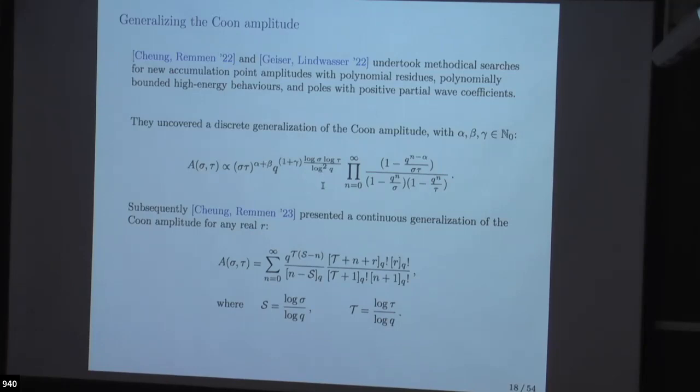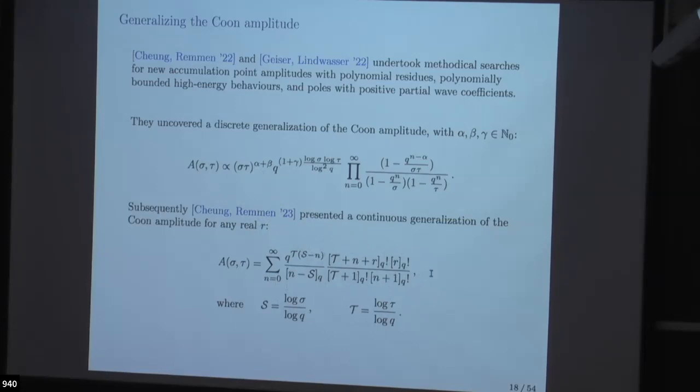One thing they found was this discrete generalization of the Kuhn amplitude, and then there is this very recent paper, which came out I think at the beginning of March this year. They had this continuous generalization. Here it's written as a sum, but it can also be written in terms of a hypergeometric function.